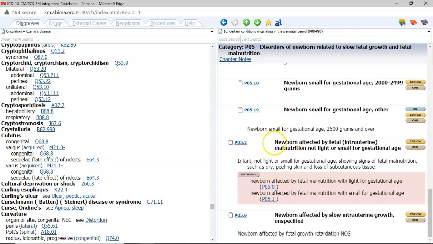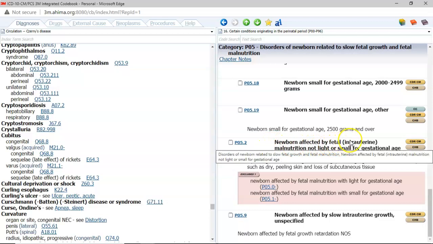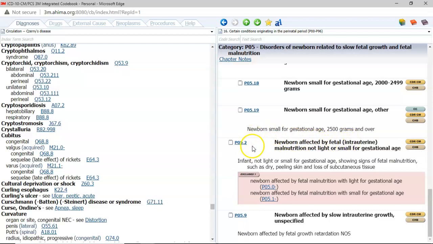Then we have a code, newborn affected by fetal, intrauterine malnutrition, not light or small for gestational age. And again, you would look for that documentation. And it says this is an infant, not light or small for gestational age, showing signs of fetal malnutrition, such as dry, peeling skin and loss of subcutaneous tissue. So again, this would be very well documented in that baby's medical record.